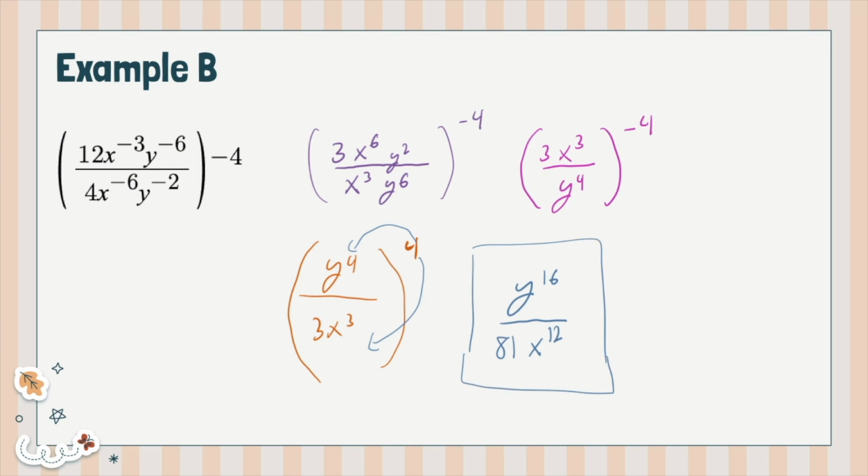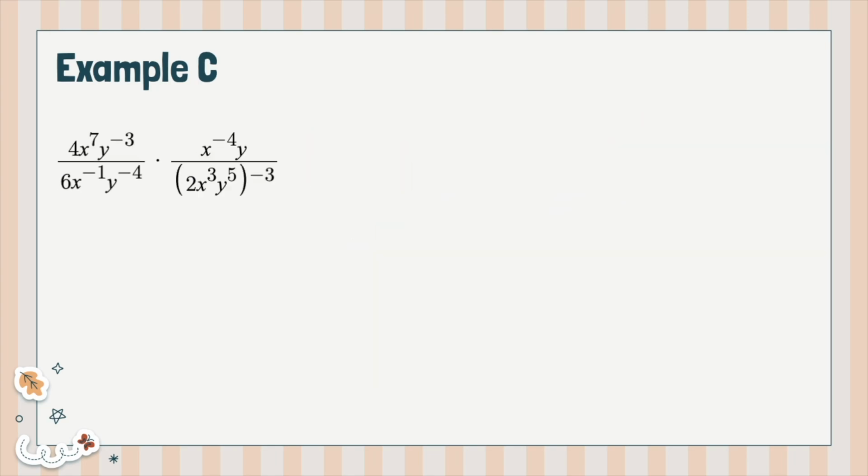So there were a lot of steps there to follow through. But now we're on to the last example. Here we are at example C, and it is a doozy. So we've got a lot of rules all happening at the same time, so we're going to take it a piece at a time, break it down, and see where we can go from there.